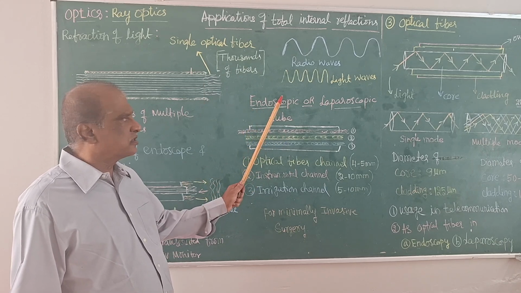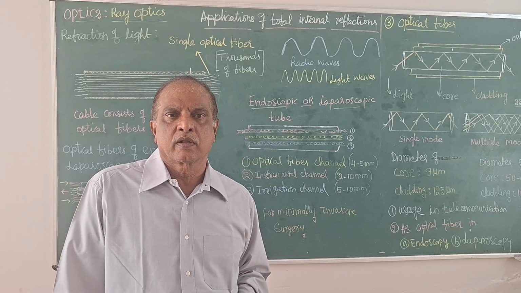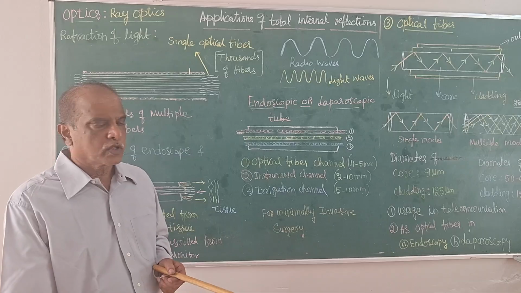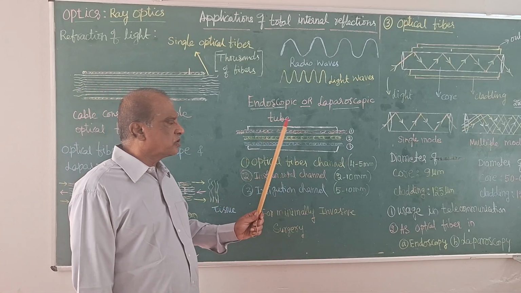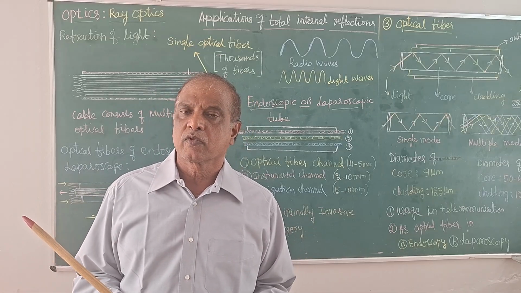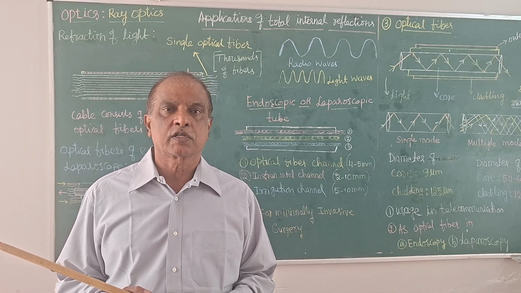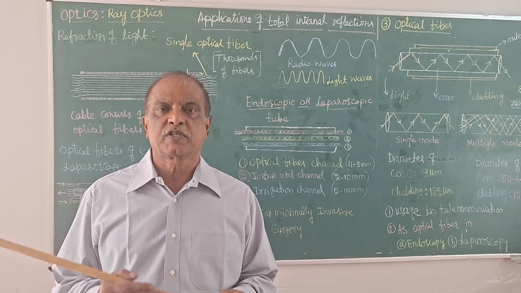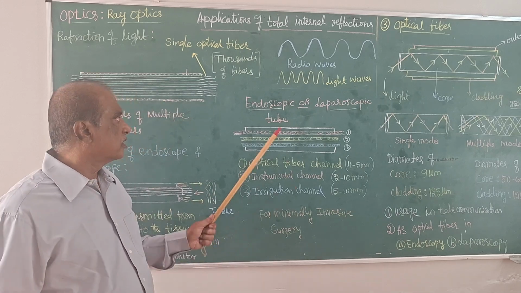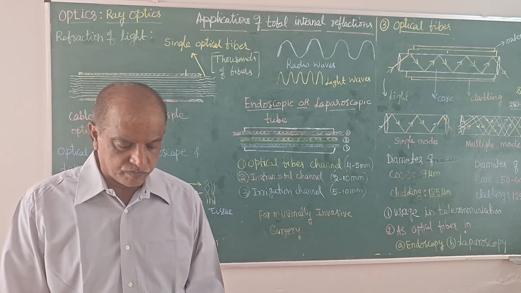It is just inserted because it is flexible. We can insert it through this natural opening to the depth where we are supposed to carry out the surgery. And this endoscopy we can also use in spine surgery, where it requires a small incision because there is no natural opening. Spine surgery is also done using endoscopy.